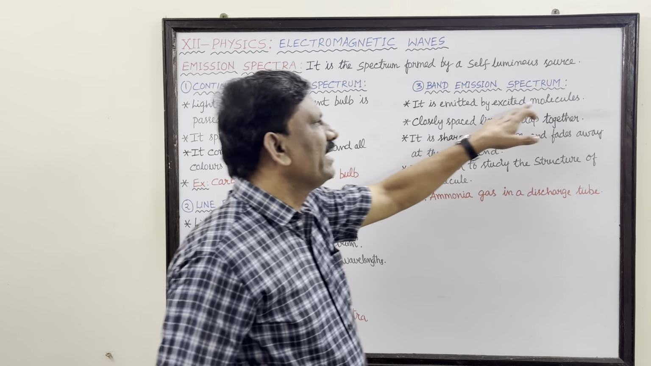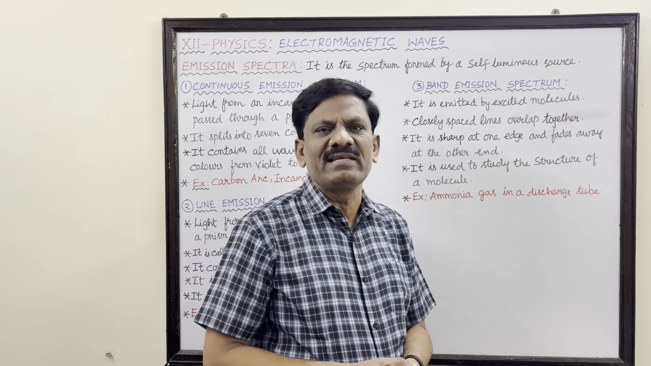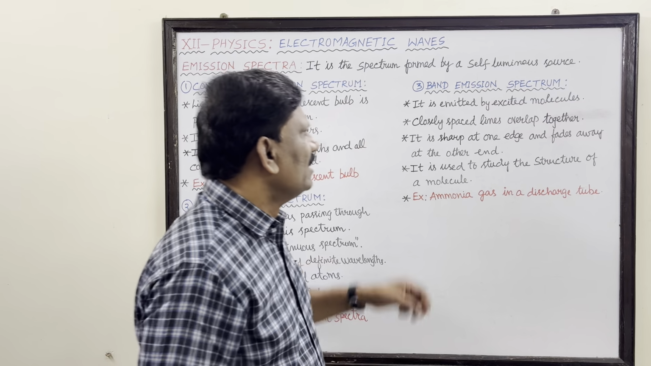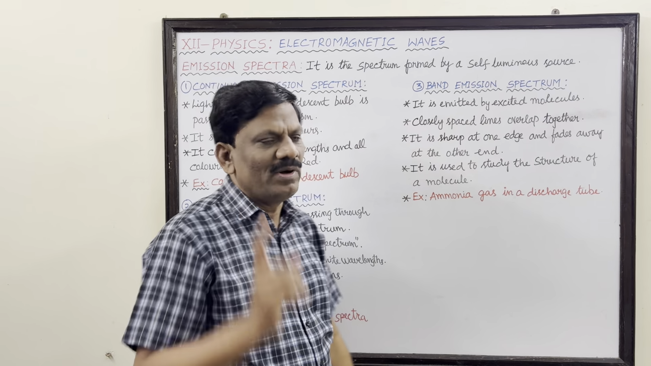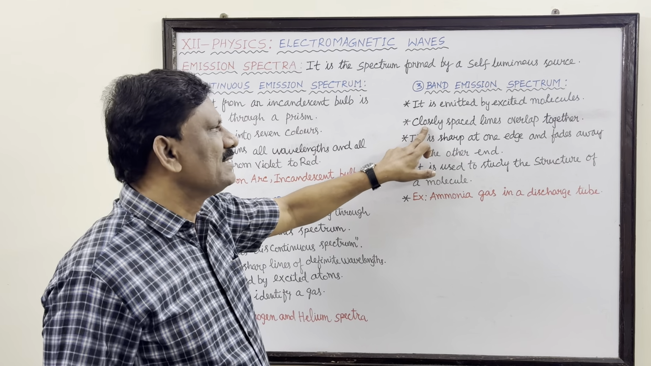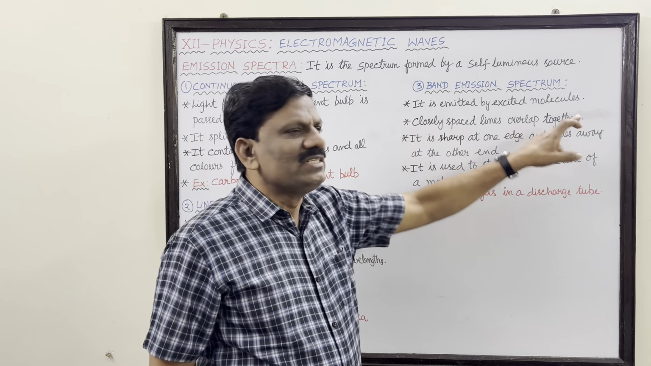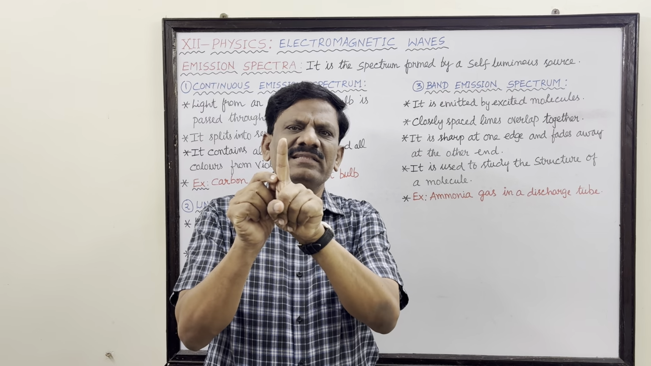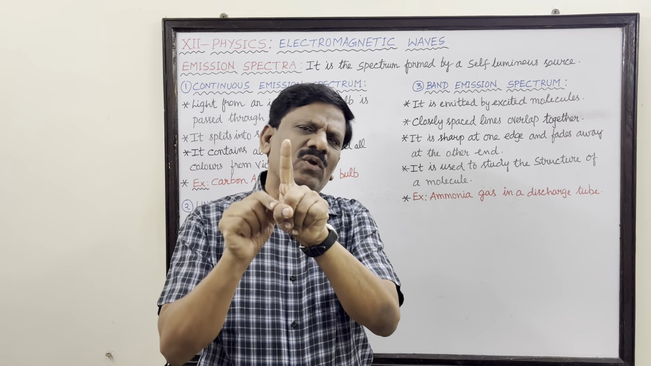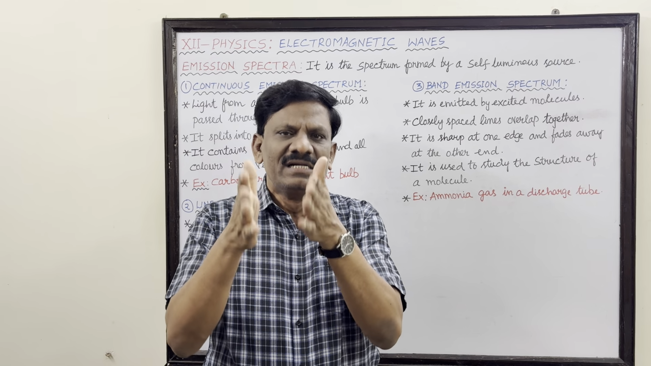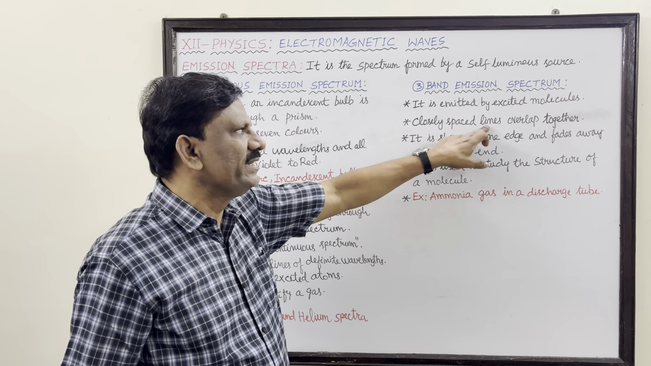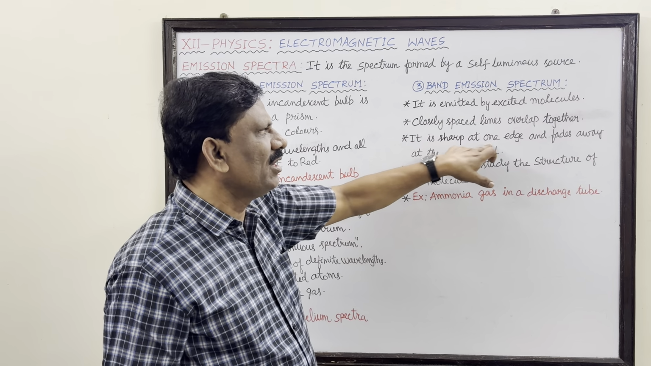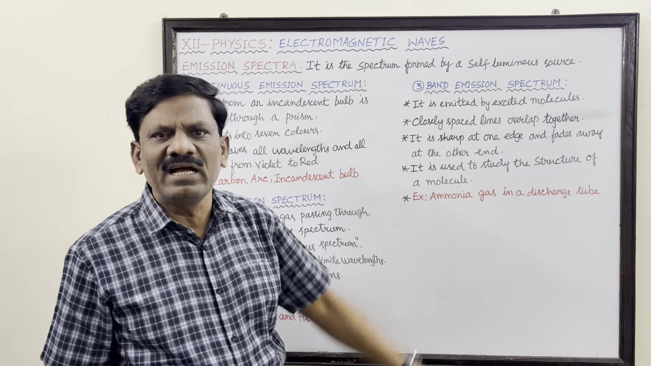It is emitted by excited molecules, molecular gases like ammonia and carbon dioxide, gases in the molecular state. So the first point is it is emitted by excited molecules. Next, the spectrum contains closely spaced lines which overlap together. If you take a sharp pencil and scale and draw one line, then very close to that many more lines, those lines appear like a band. The same thing happens here. It is sharp at one edge and fades away at the other edge.